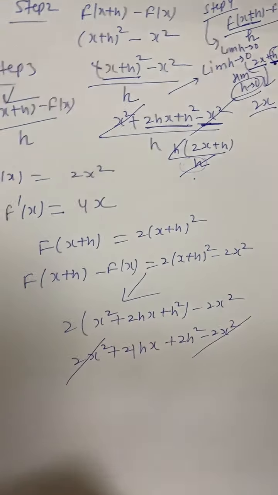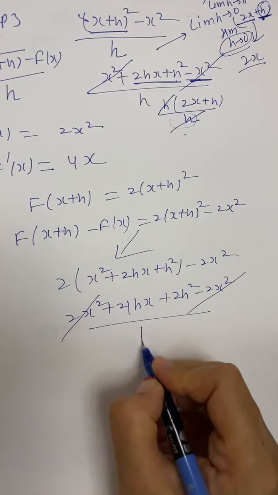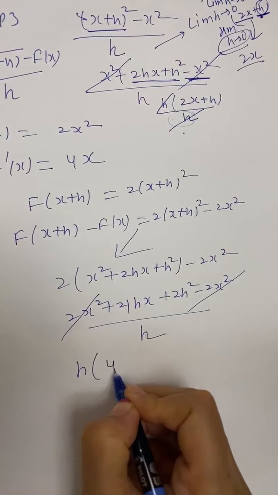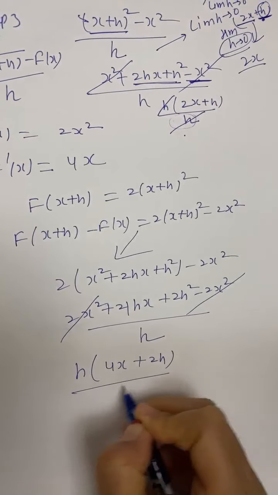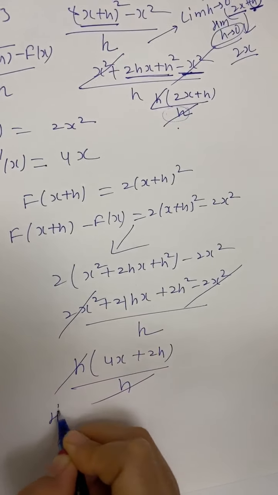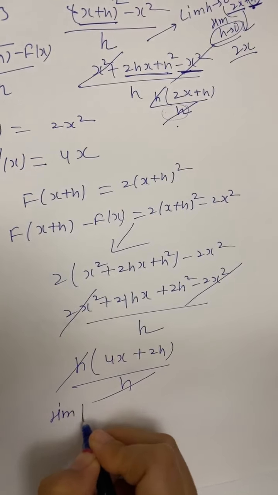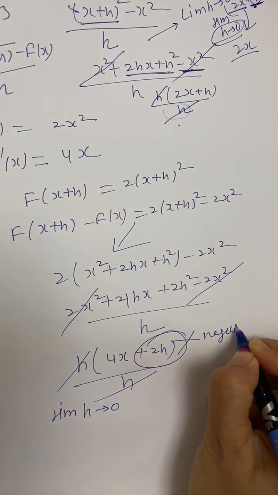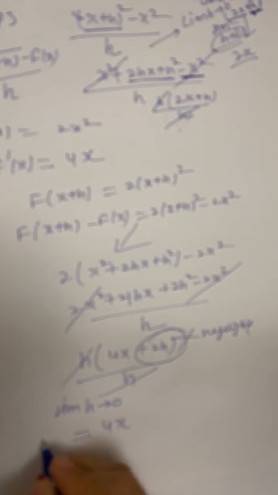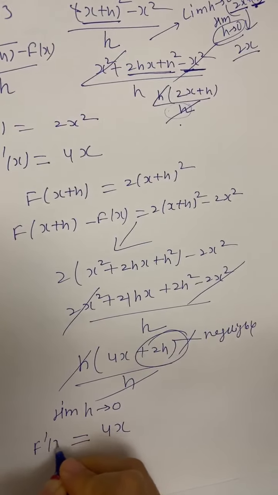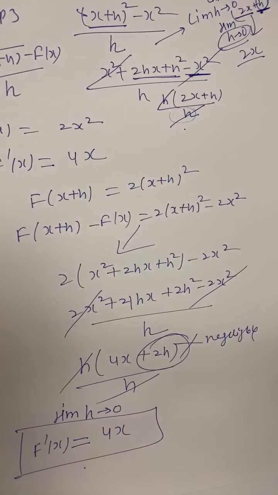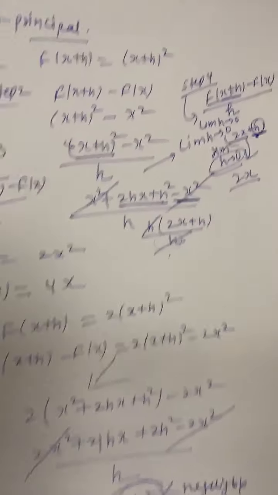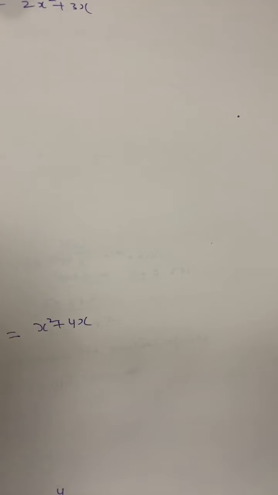As I said, this should get cancelled. Next step, divide by h. And now h is common. So 4x plus 2h divide by h. So limit, last step, limit h approaches 0, which means this is negligible. Derivative in this case is f dash x is equal to 4x. Okay, so I hope this is clear. Please take your time to do the practice.